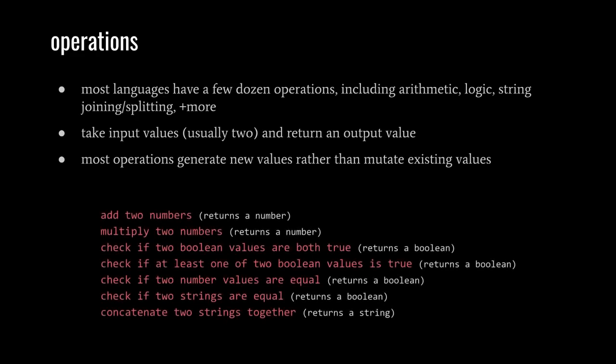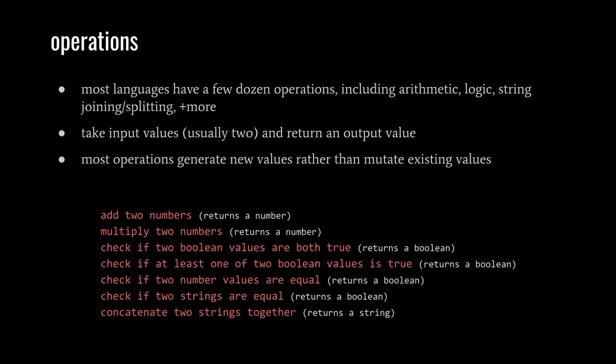So examples include, most obviously, arithmetic, where say we might add together two numbers and it returns a number, the sum of those two numbers. Or we might multiply two numbers, which then returns the product of those two numbers. But aside from arithmetic operations, we also have some logic operations. What's called the AND operation, for example, will check if two Boolean values are both true, and then it returns a Boolean value that's true if they are. Otherwise, it returns a false value.